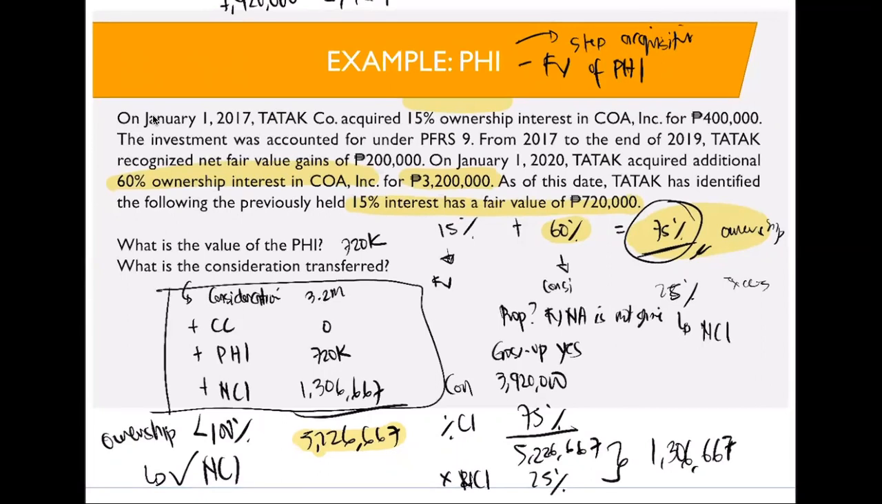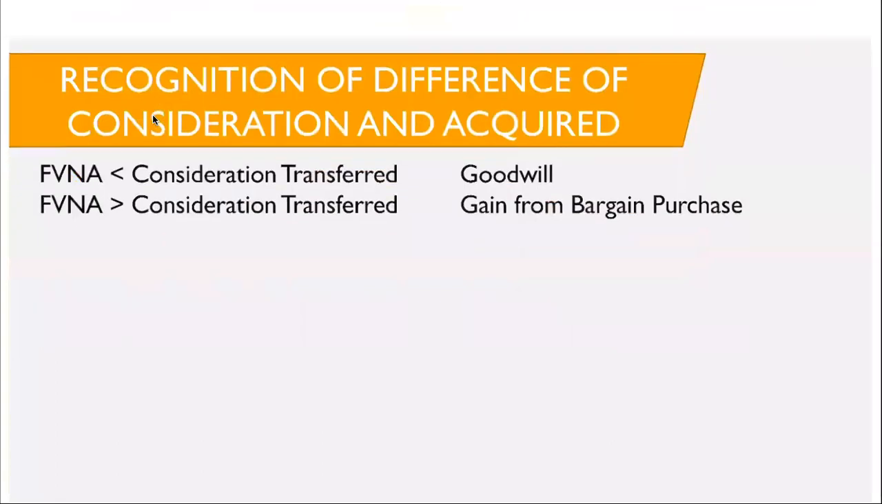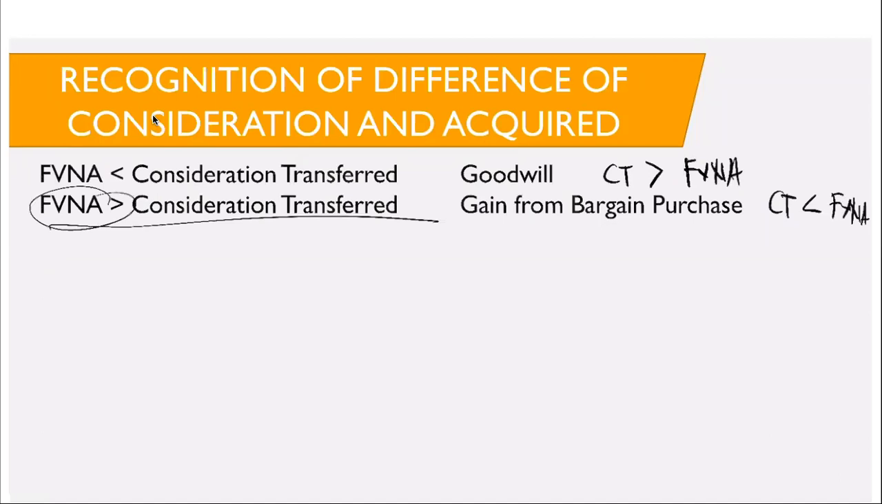Okay, so we're done with your recognition and measurement as to your consideration and your fair value of net assets. Since you're already done, we can already recognize the difference between the consideration transferred. So if the FVNA is less than consideration transferred, it is goodwill. Or in short, if the consideration transferred is greater than FVNA, it is goodwill. If the consideration transferred is lesser than FVNA, it is gain from bargain purchase, or if the FVNA is greater than consideration transferred. Therefore, guys, you need to always take note what are the treatments on your consideration transferred.